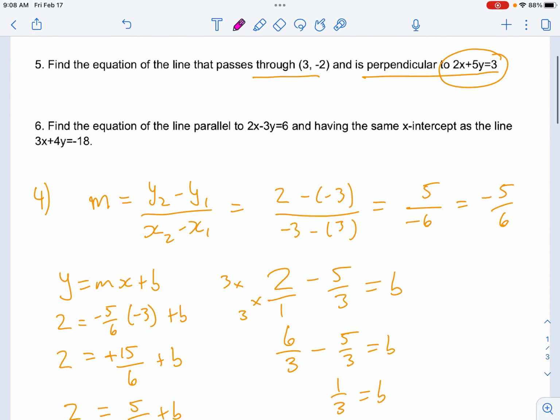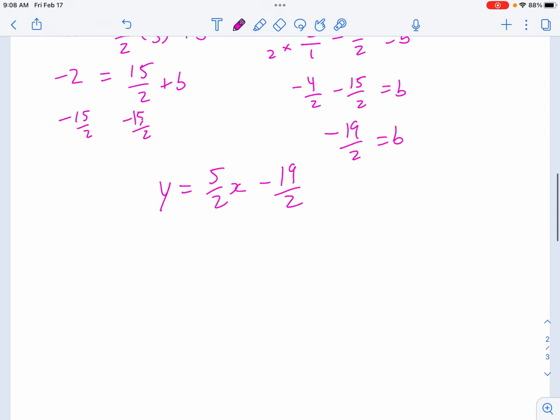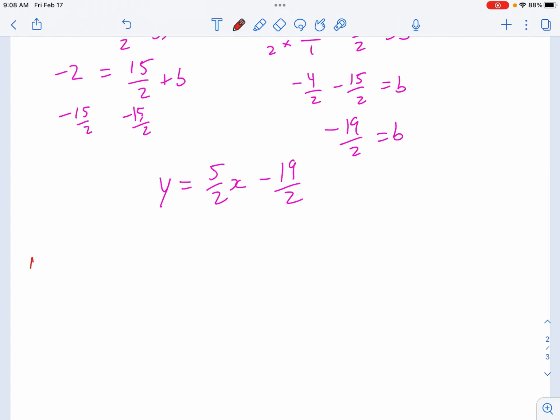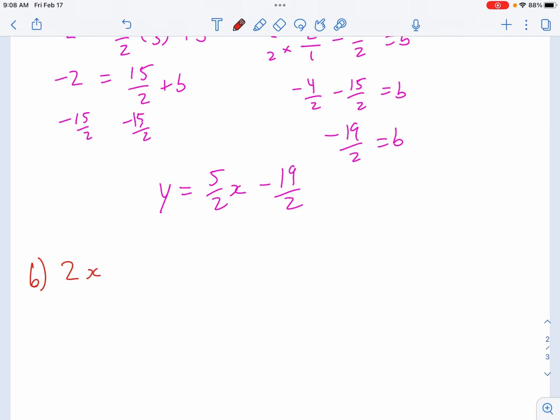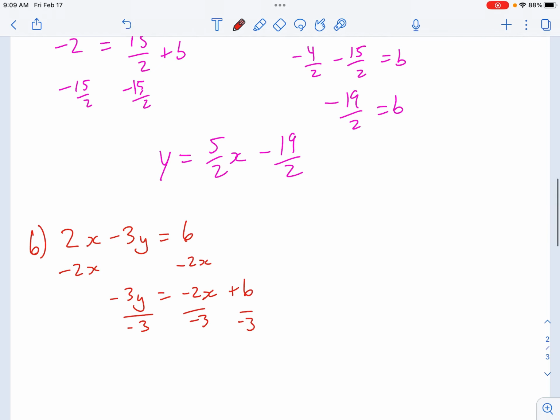The last one talks about a parallel slope to 2x minus 3y is equal to 6. So same thing, I'm going to move the 2x over. I have negative 3y is equal to negative 2x plus 6. Divide everything by negative 3. I get that y is equal to 2 over 3x minus 2. I only care about my slope, so I know I have the same thing there. That's my slope in yellow.